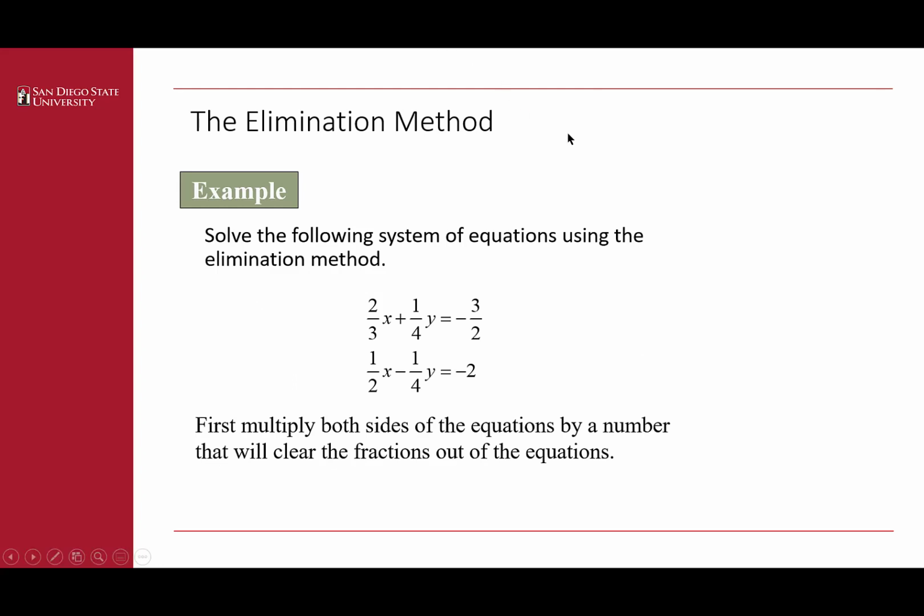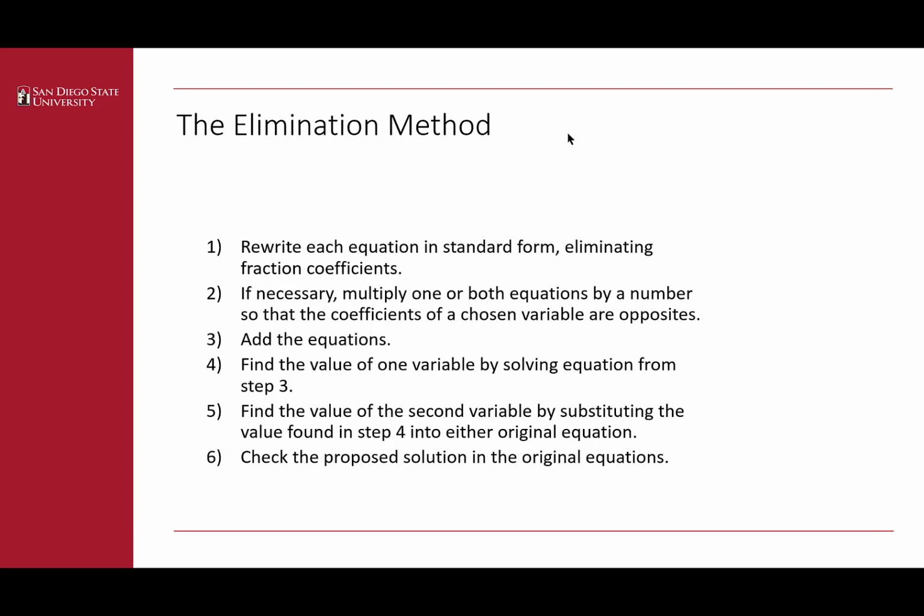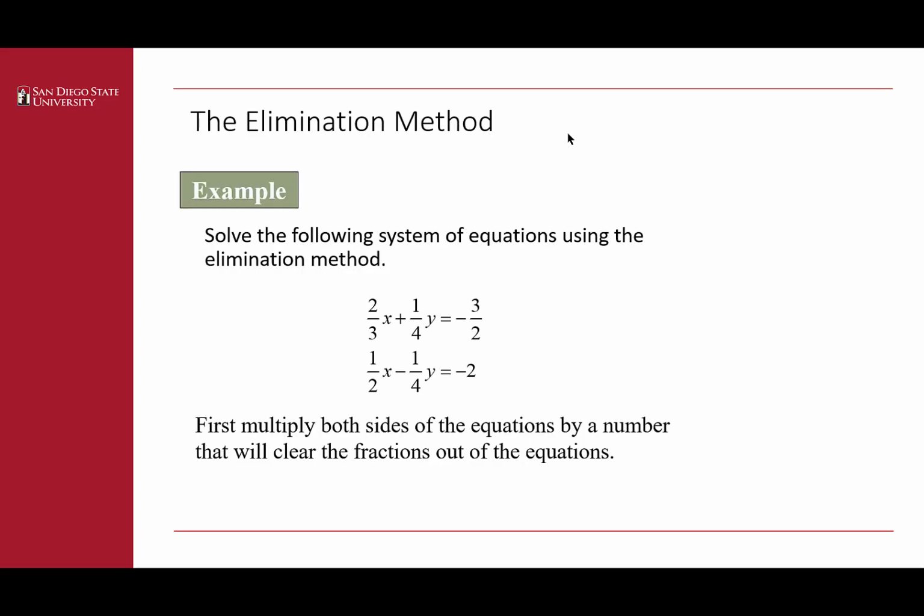Another example is here. It says, solve the following system of equations using the elimination method, and the equations are 2 over 3x plus 1 over 4y equals minus 3 over 2, and 1 over 2x minus 1 over 4y equals minus 2. We should follow this recipe, and we will first multiply both sides of the equations by a number that will clear the fractions out of the equations.